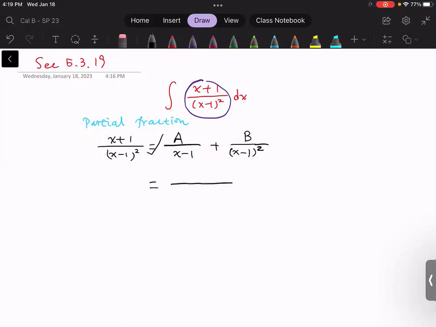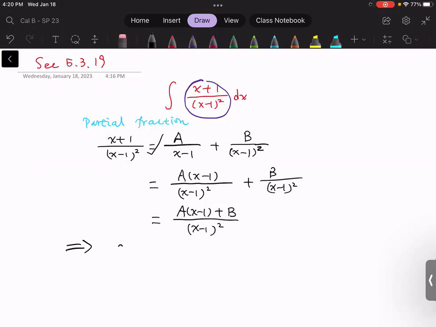With the common denominator technique, for the first term the numerator we have to multiply by x minus 1. Combining these two terms, we obtain this. Now, comparing only the numerators, left-hand side x plus 1, right-hand side a times (x minus 1) plus b. This is true for all x values. Can we take some special value of x to solve, for example, one coefficient first?